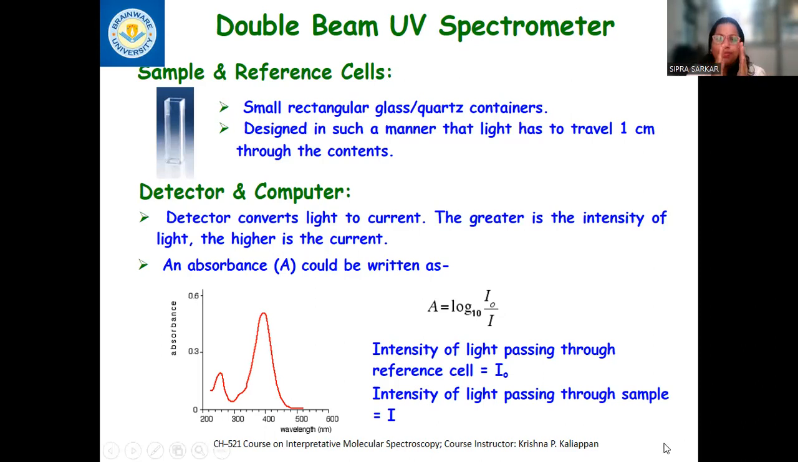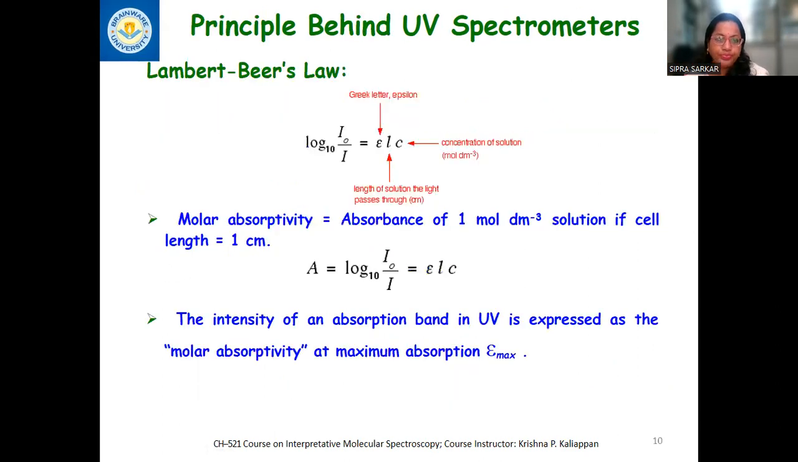Means whenever the light is passing through the reference, the intensity of the light is higher. Whenever the light is passing through the sample cell, after passing through the sample, the intensity will be lower. So you will be measuring the absorbance A equals log I0 by I. Okay? That is the absorbance formula.